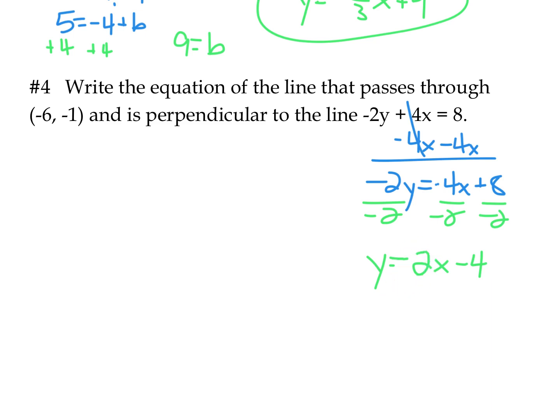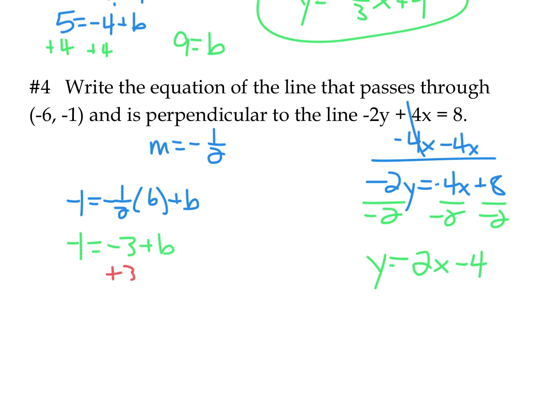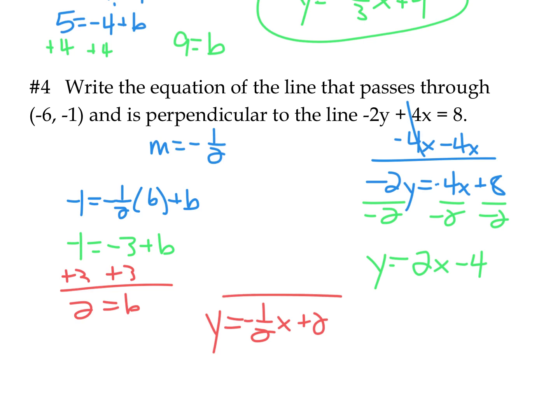So my perpendicular slope is going to be -1 over 2. If we want to talk about a reciprocal, the reciprocal of 2 is like 2 over 1, so the reciprocal will be 1 over 2, and different signs. This is a positive slope, so this one needs to be a negative slope. Perpendicular lines have slopes that are opposite reciprocals. -1 equals -1/2 times 6 plus b. That's -1 equals -1/2 times 6, which is -3, plus b. Add 3 to both sides, and I get 2 equals b. So my equation would be y equals -1/2 x plus 2.